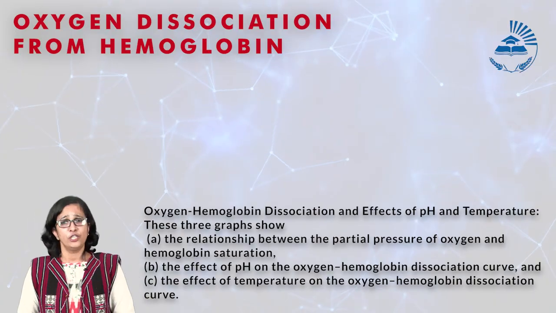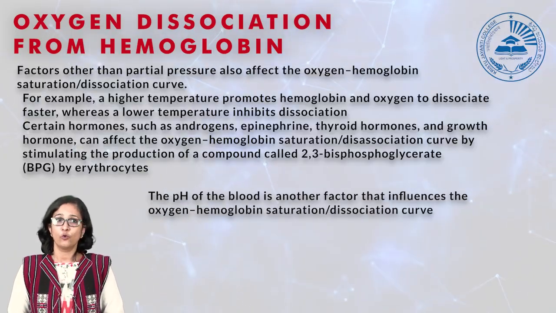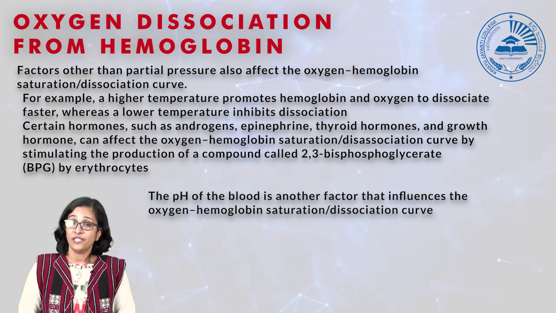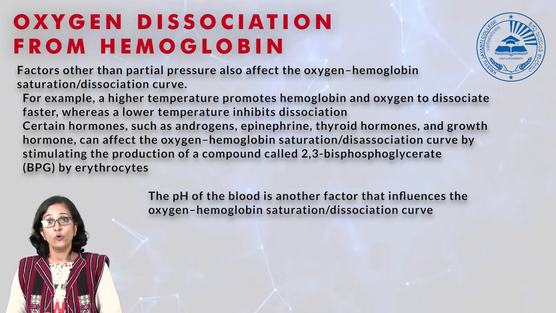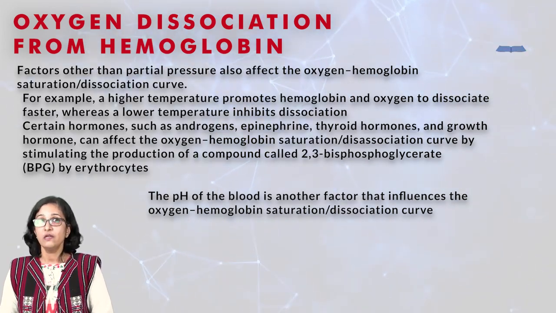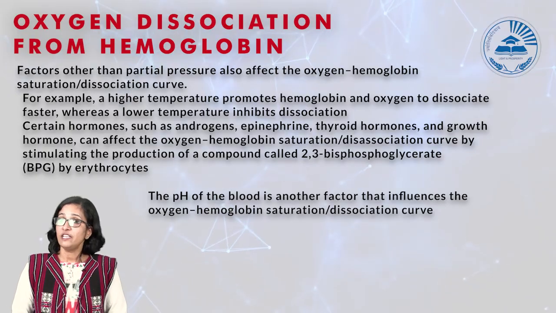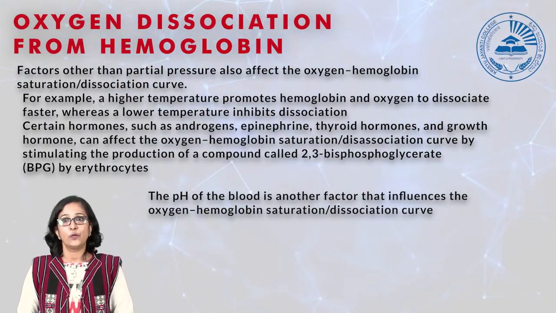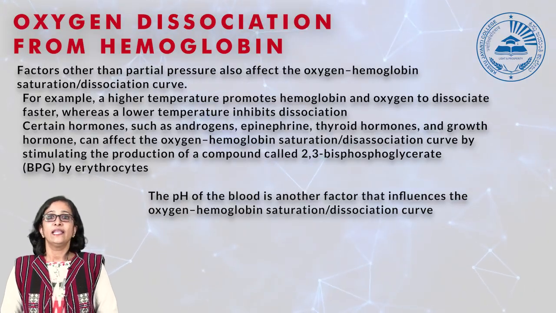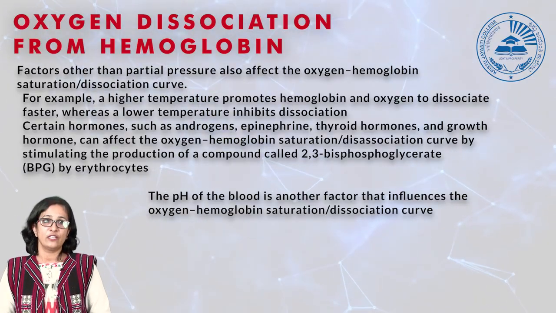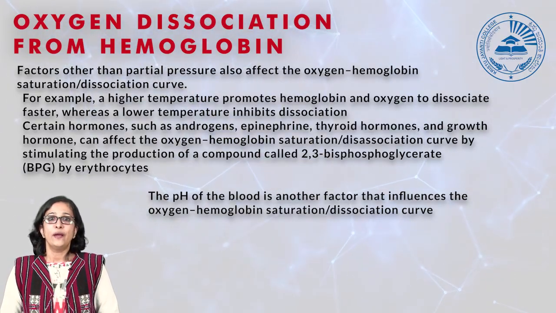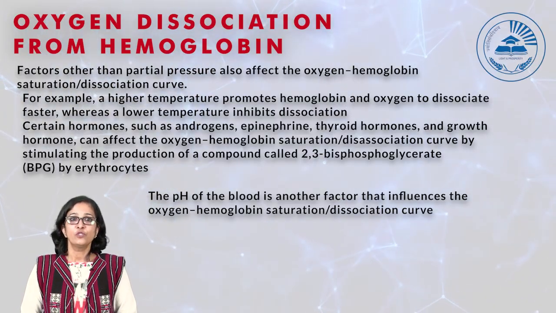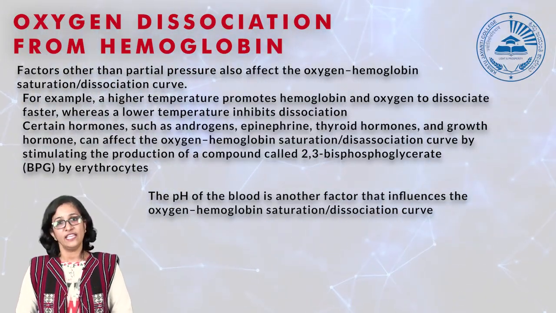Factors other than partial pressure also affect the oxygen hemoglobin saturation dissociation curve. For example, a higher temperature, as I showed earlier, promotes hemoglobin and oxygen to dissociate faster, whereas lower temperatures inhibit dissociation. Certain hormones such as androgens, epinephrine, thyroid hormones and growth hormones can affect the curve by stimulating the production of a compound called 2,3-bisphosphoglycerate (BPG) by the erythrocytes.